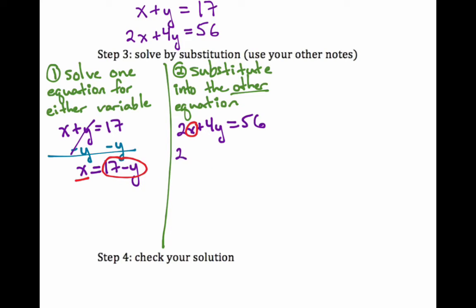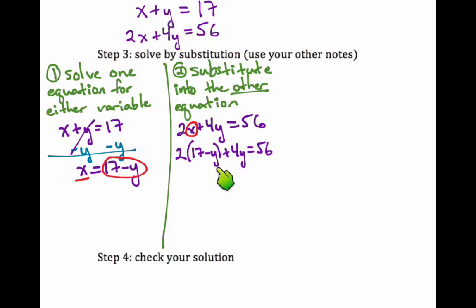So I'll rewrite that equation. So 2 times, instead of x, 17 minus y, in parentheses, so I remember to multiply to distribute. And then I can copy down the rest of my equation. Plus 4y equals 56. Now I'm just going to start solving. Because I only have one variable now here, I can solve. And I'll end up with hopefully a true statement, or hopefully a single solution.